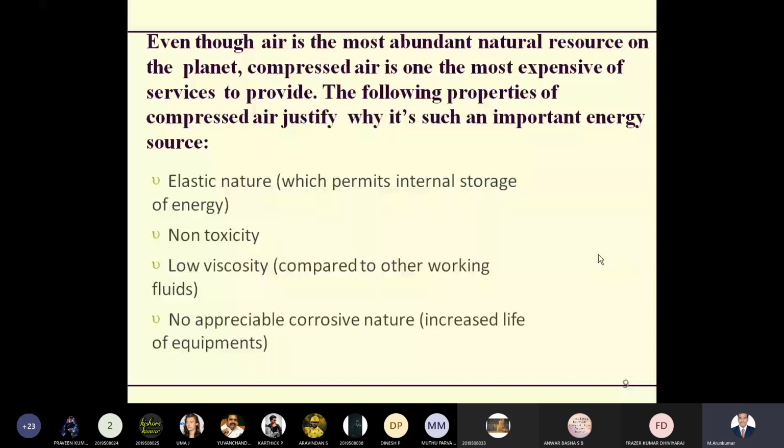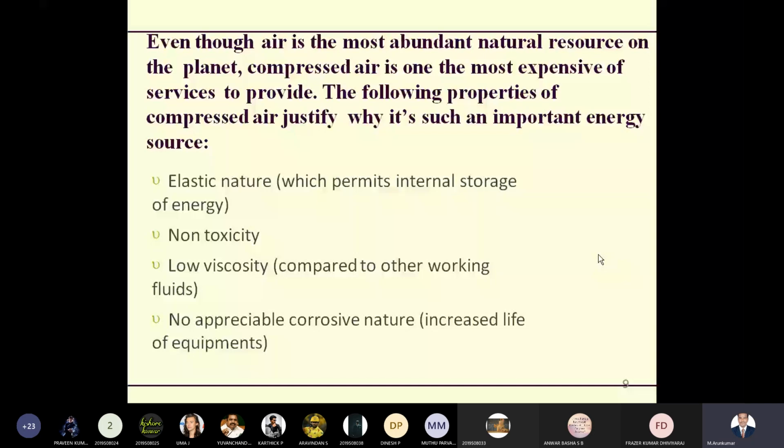The following properties of compressed air justify why it is such an important energy source. So these are the properties for which we use air. The elastic nature of air permits internal storage of energy, so that can be used for our applications. Then non-toxicity, the main purpose of using air. Then air has low viscosity compared to other working fluids. Then no appreciable corrosive nature. All other sources have some corrosive nature, but air does not. So increased life of equipment can be obtained by this property.